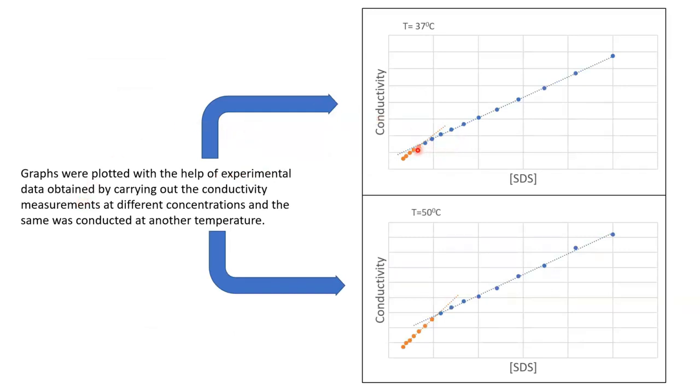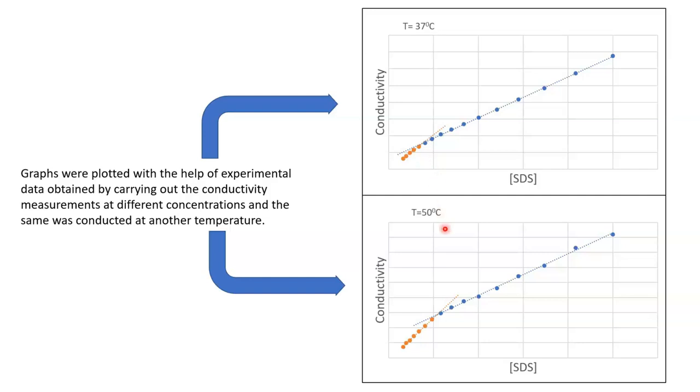So here in these graphs, as you can see, at the lower temperature graph the first line slope is like this and the second line slope is like this. So we see a break point between these two lines. These two lines intersect each other at this point, and the sodium dodecyl sulfate concentration corresponding to this value is known as the CMC. So CMC occurs somewhere around here.